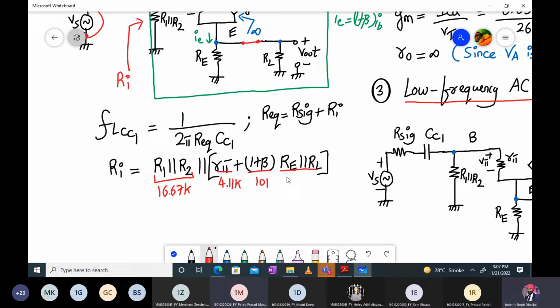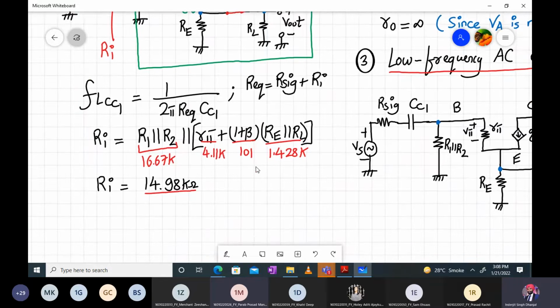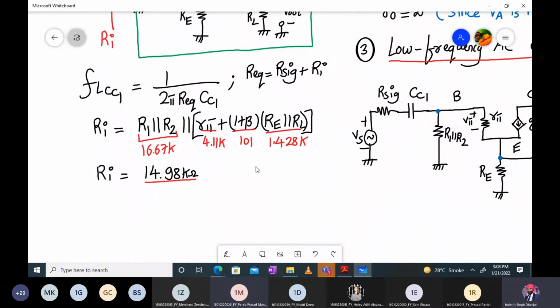RE parallel to RL. It's basically how much? RE parallel to RL. It's 5K parallel to 2K. So that's 1.428K. So if you calculate this entirely in calculator, you will get close to 14.98. So please check this answer. Right now I'm moving ahead because we have to complete this numerical now.